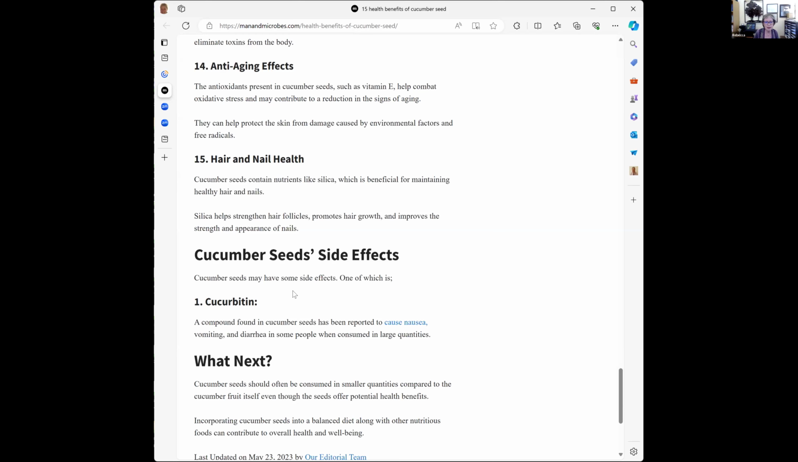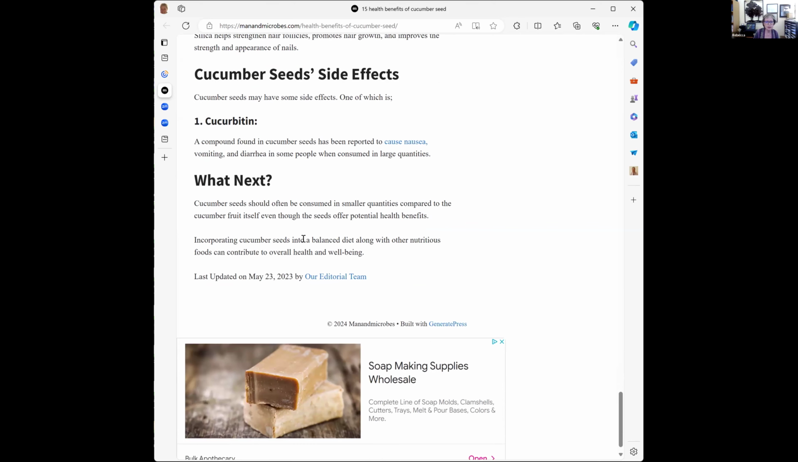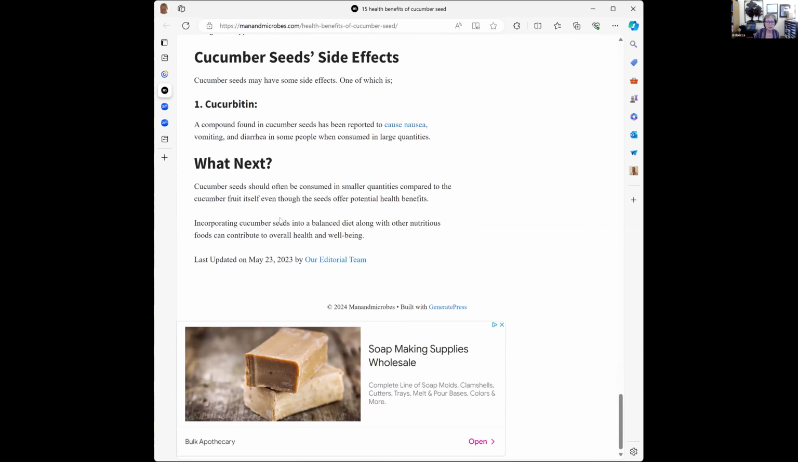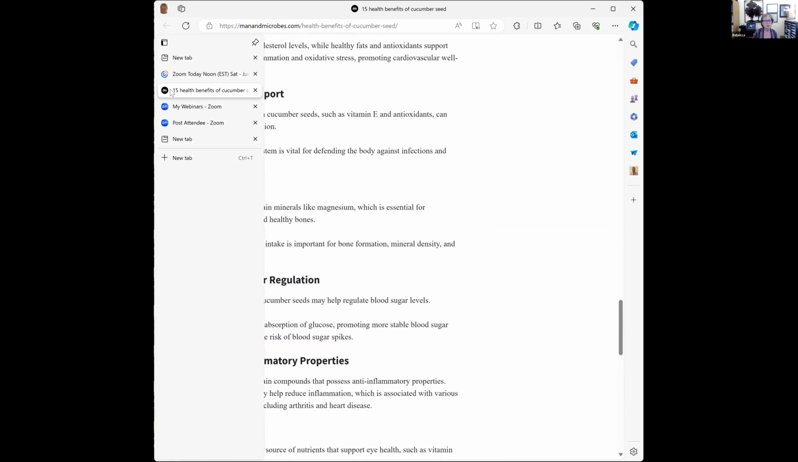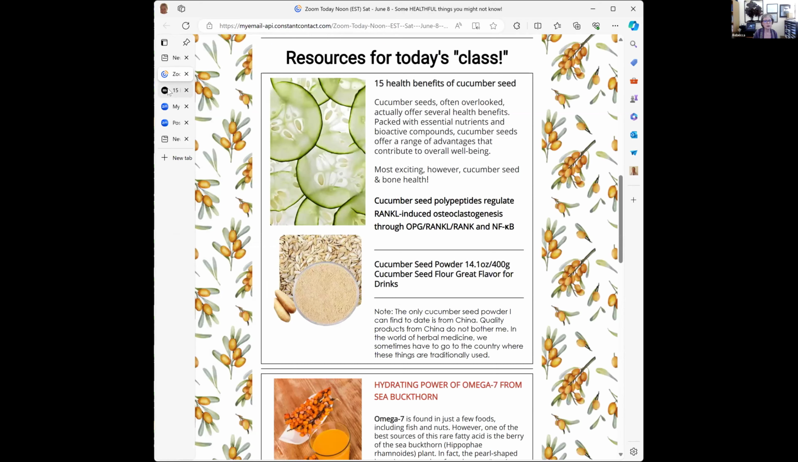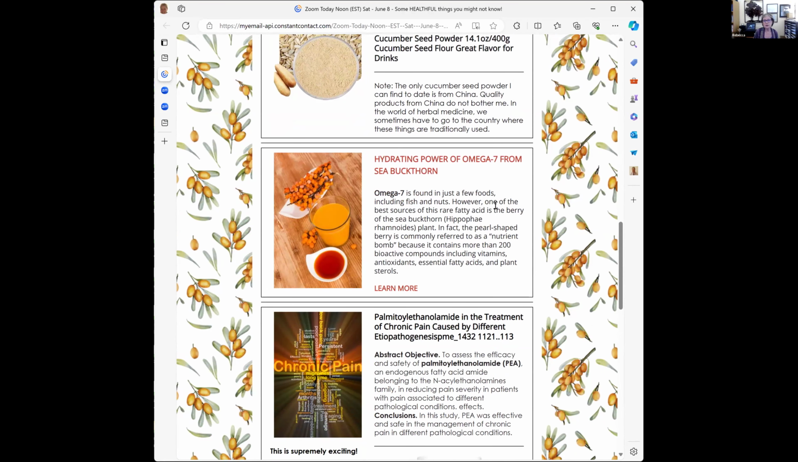Cucumber seeds may have some side effects, one of which is cucurbitin, which in large quantities can cause nausea, vomiting, diarrhea. You'll know if you've had too much, but I doubt anybody would eat too many of those. So anyway, that's pretty interesting. Okay, now this is really interesting.